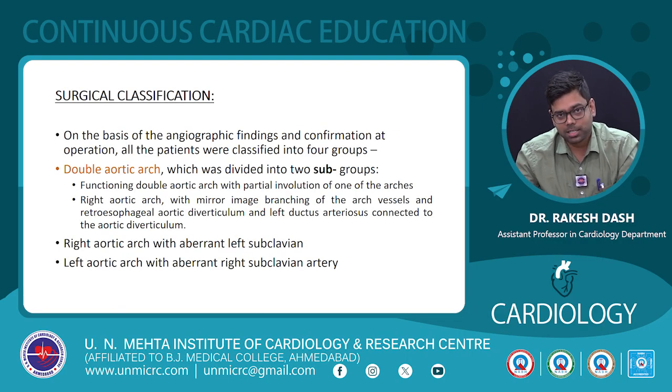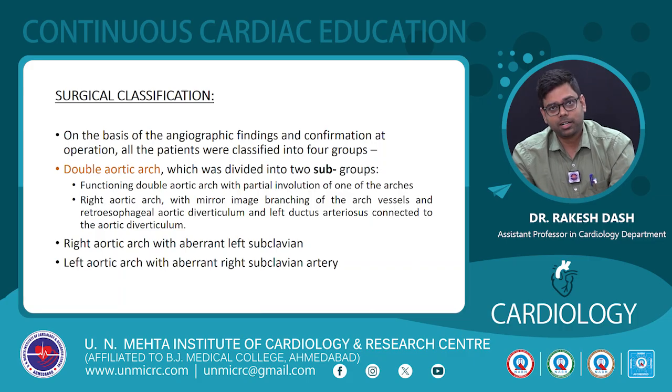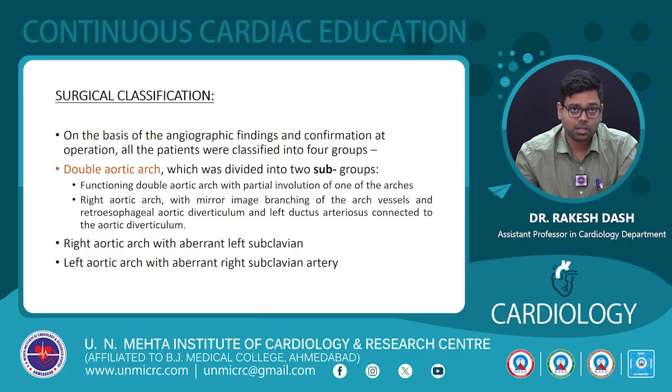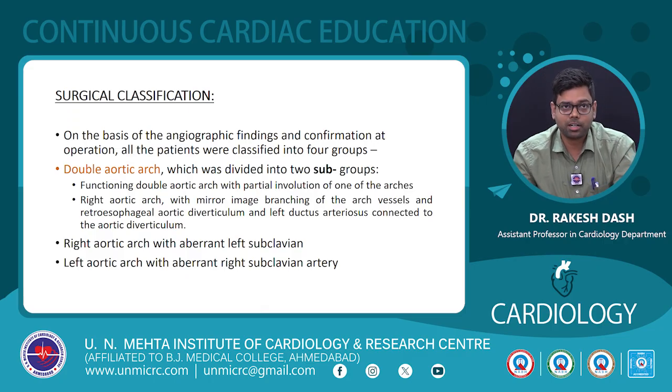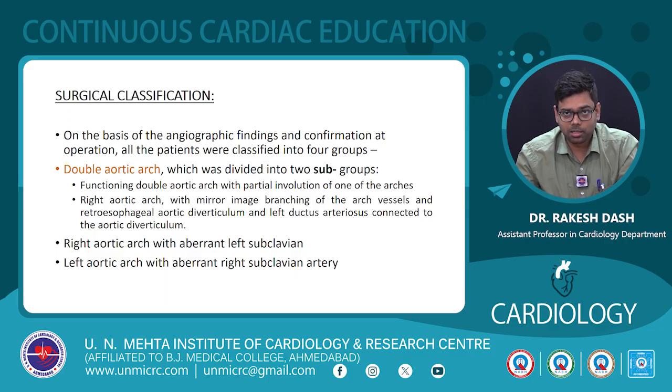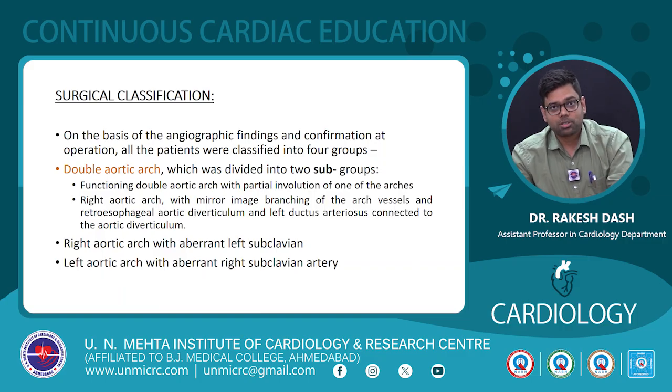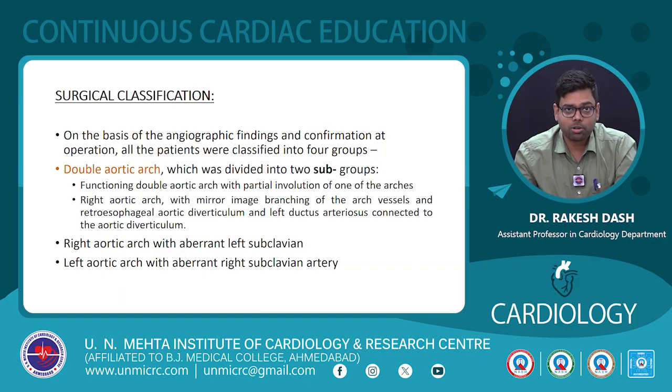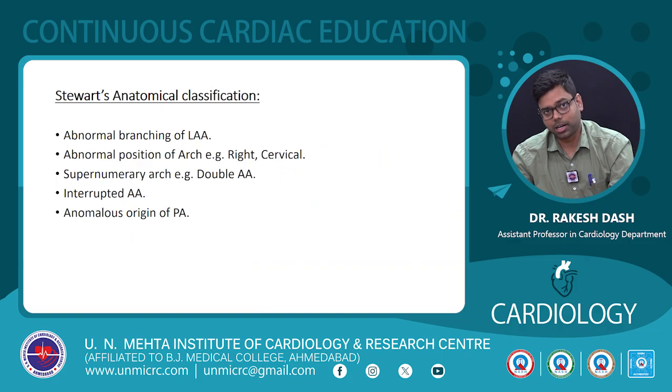So, there are multiple classifications for aortic arch anomalies. One of them is the surgical classification, which divides into 4 types. Double aortic arch, which is further divided into functioning double aortic arch with partial involution of one of the arches, or right sided aortic arch with mirror image branching of the arch vessels with retroesophageal aortic diverticulum, and left sided ductus arteriosus connecting to the aortic diverticulum. Next is right aortic arch with aberrant left subclavian artery, or left aortic arch with aberrant right subclavian artery.